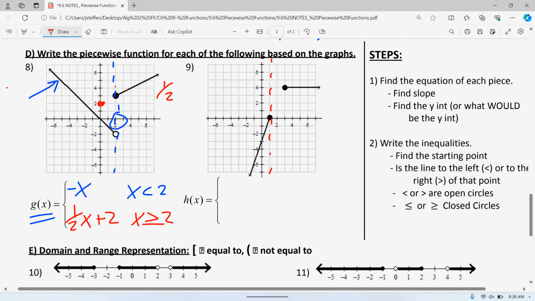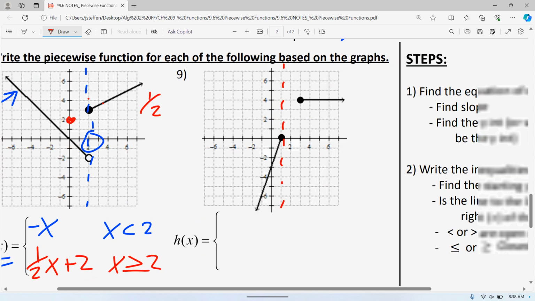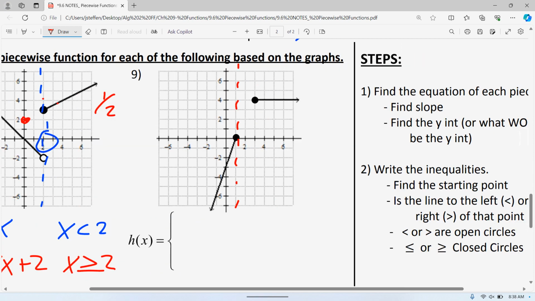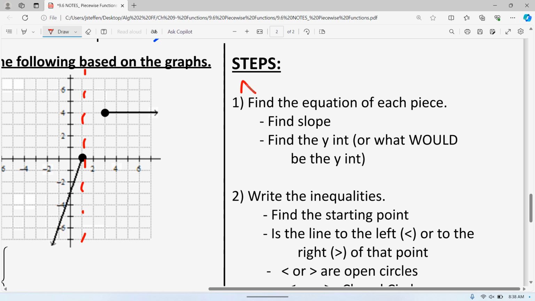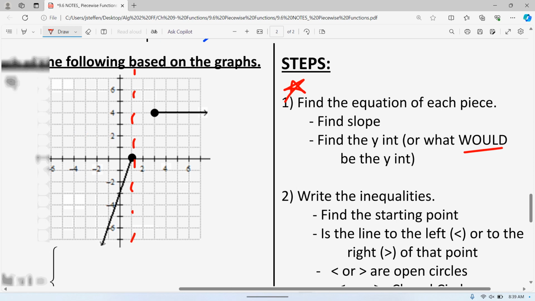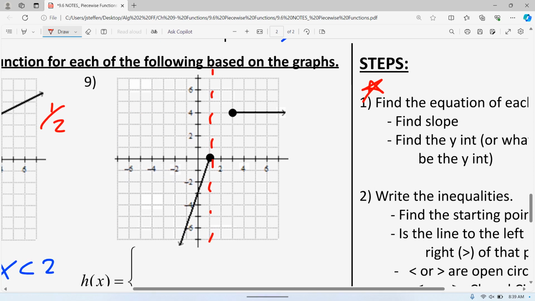Zoom in maybe a little bit. I put these steps over here. I should have read these. But really, again, it's kind of the same as what I said. I just didn't read them specifically. Find your slope, find your y-intercept, or what your y-intercept would be. That's a key. And then look at that inequality for your starting point.